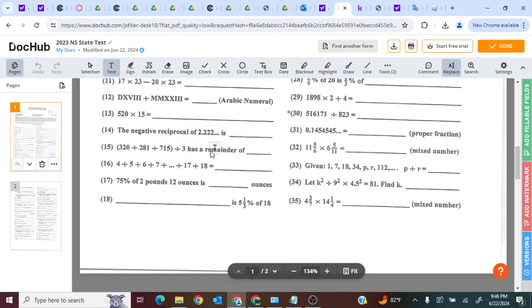15, all this, divided by 3 is a remainder of what? Remainder of 3: add up all the digits. And then the remainder when divided by 3. 2, 2, 1.